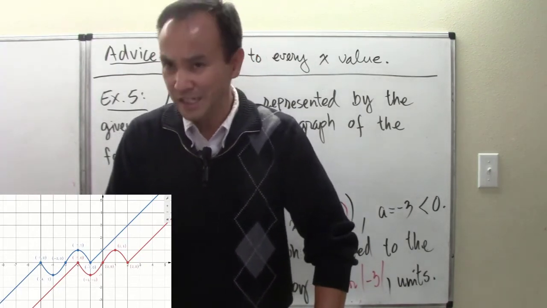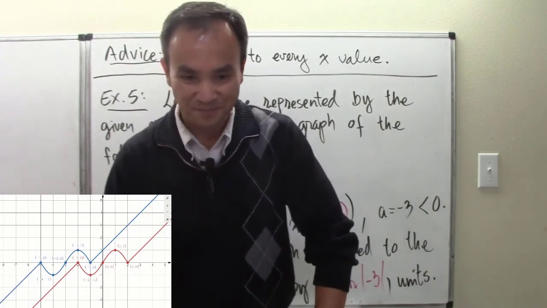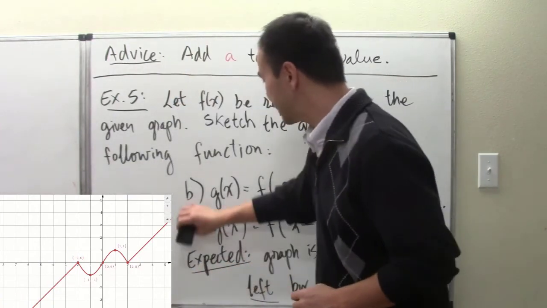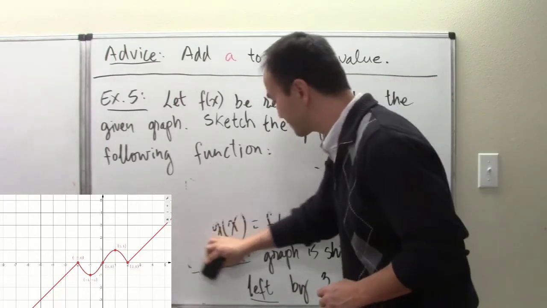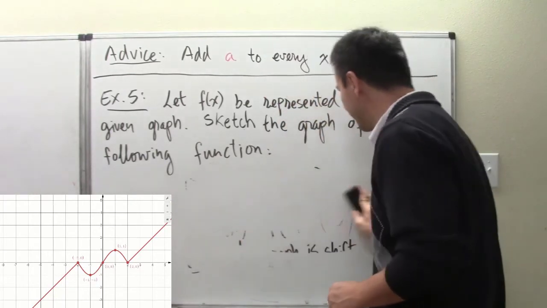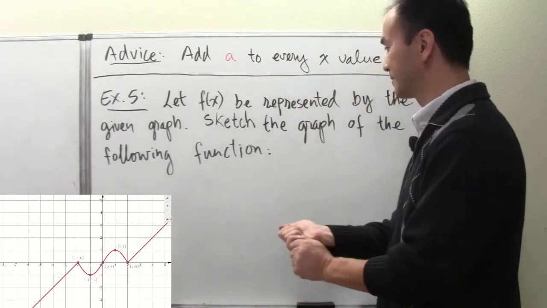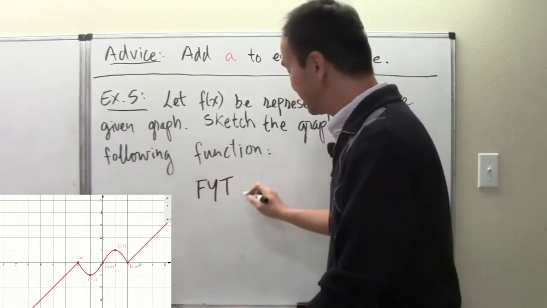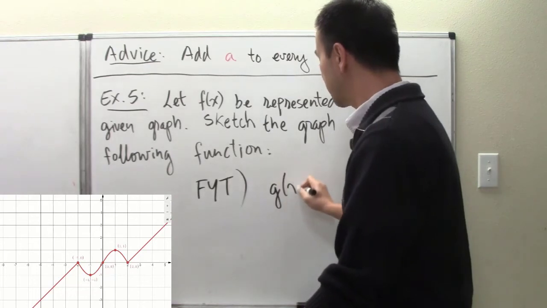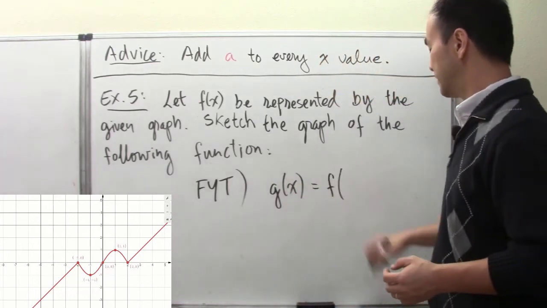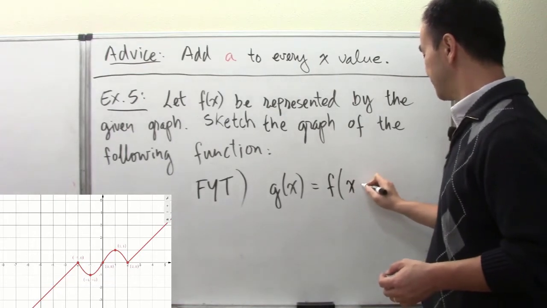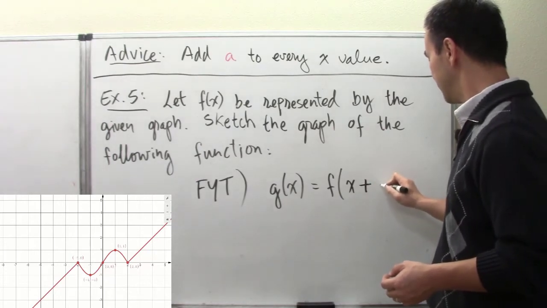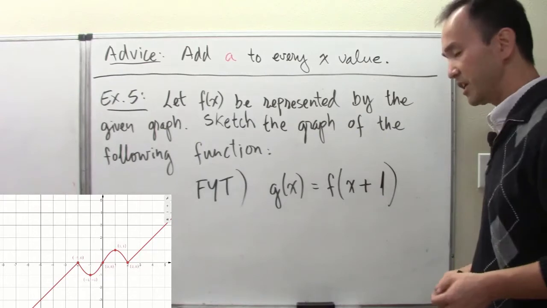Now let's look at an FYT for you to try on your own. So now on the same graph here as an FYT, let's call that, how about g of x here is defined as f of x plus 1. Okay, so this is one that you can try independently on your own right here.